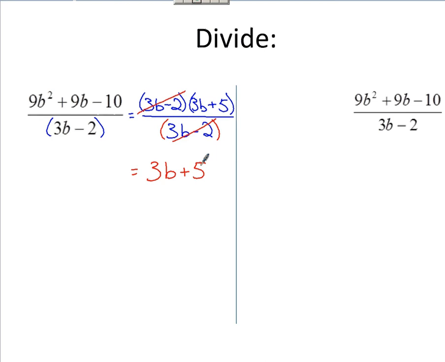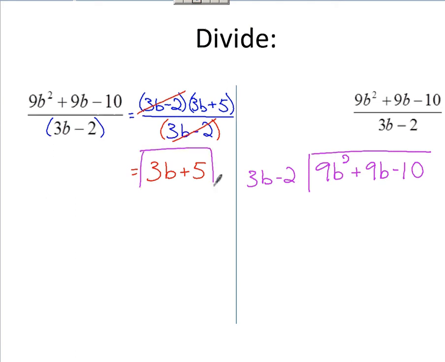So we see how using factoring could be a possible technique for us for division. But what about long division? Let me try long division on this same problem. Let me take this 9b squared plus 9b minus 10 and divide by the 3b minus 2 this way. We already know what the answer is supposed to be. Let's see if we can get there the same way, or a different way, rather.